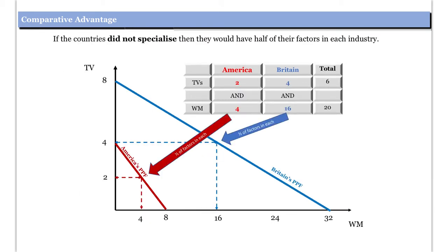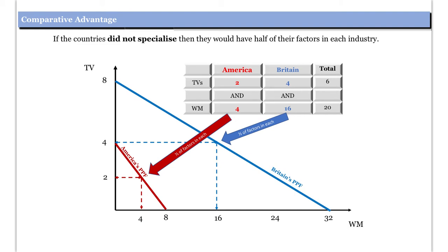So what you then do is you can say, well, as we did before, if you don't specialize, you're going to end up with partial specialization in both, as it were. In America, they're going to produce 2 or 4. Britain's going to produce 4 TVs, 16 washing machines, and you end up with 6 and 20.